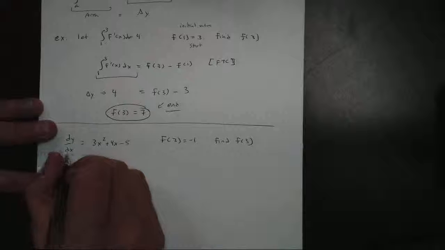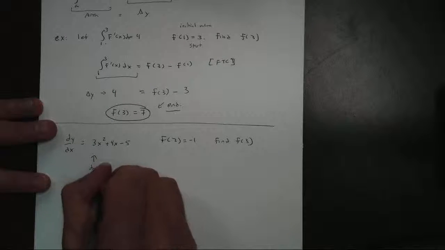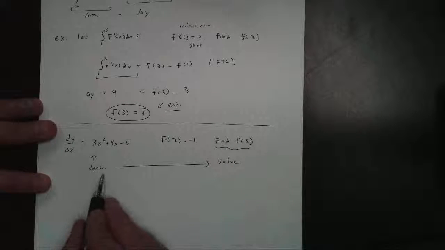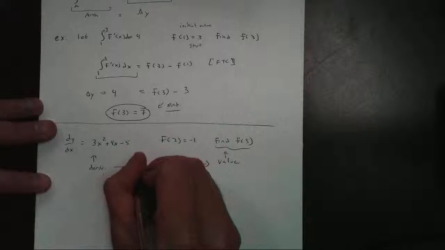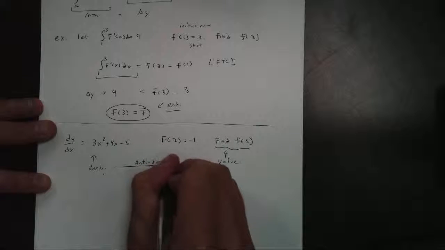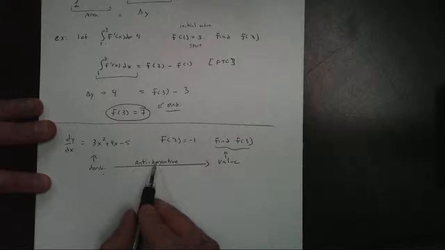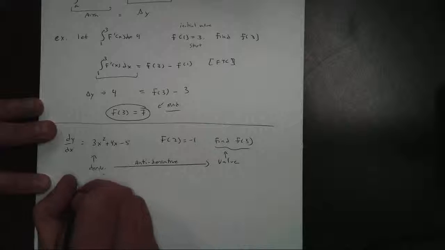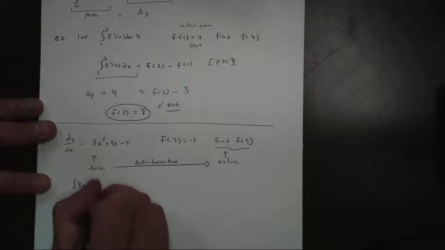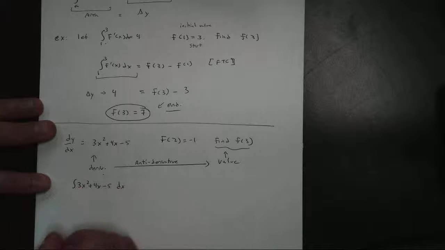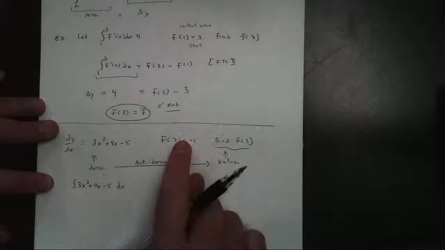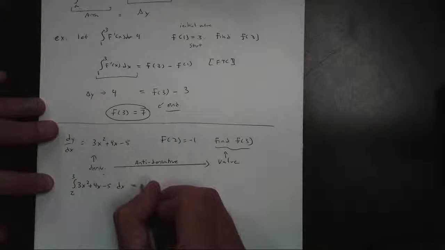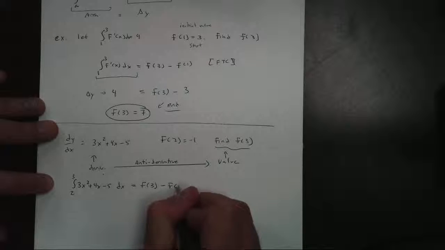My rule says, well, I'm given a derivative, that's what this is, and I'm looking to find a value. So if we're given a derivative and we want to find the value, our rule says take the antiderivative. It's like solving an equation, like the opposite of addition and subtraction. The opposite of a derivative is an antiderivative. So I take the antiderivative of 3x squared plus 4x minus 5, don't forget the dx, and I'm going to integrate that from 2 to 3. And according to my FTC, this will equal f of 3 minus f of 2.